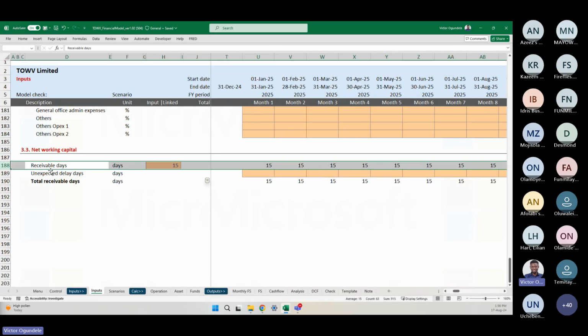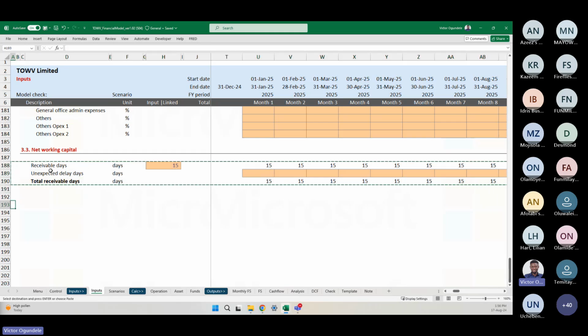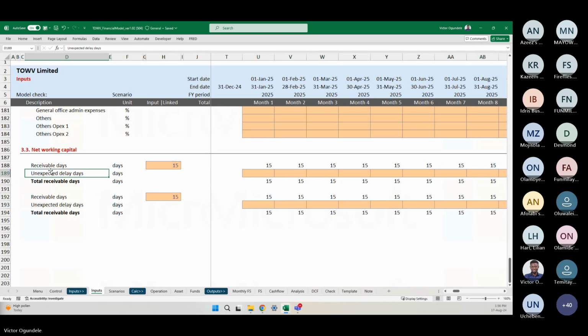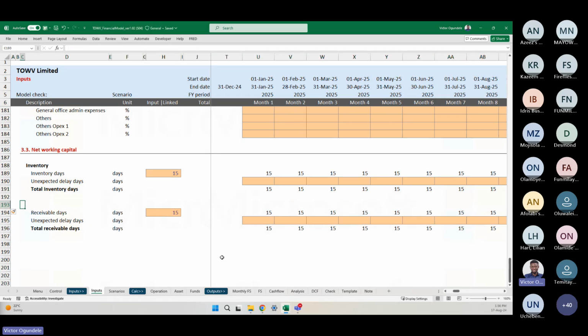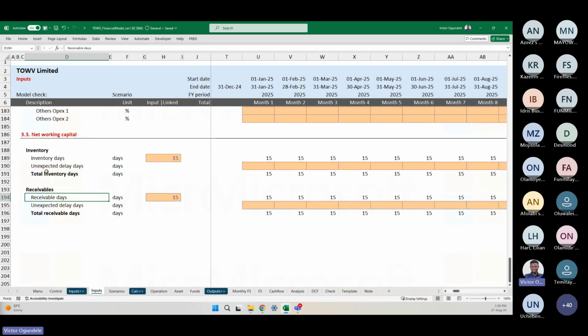Okay, so receivables. Now let's also copy it and do the same thing for inventory. I think inventory should even come first. So maybe let's change the first one to inventory. I'll change this to inventory days, then total inventory days, then receivables. So copy, just paste it down.